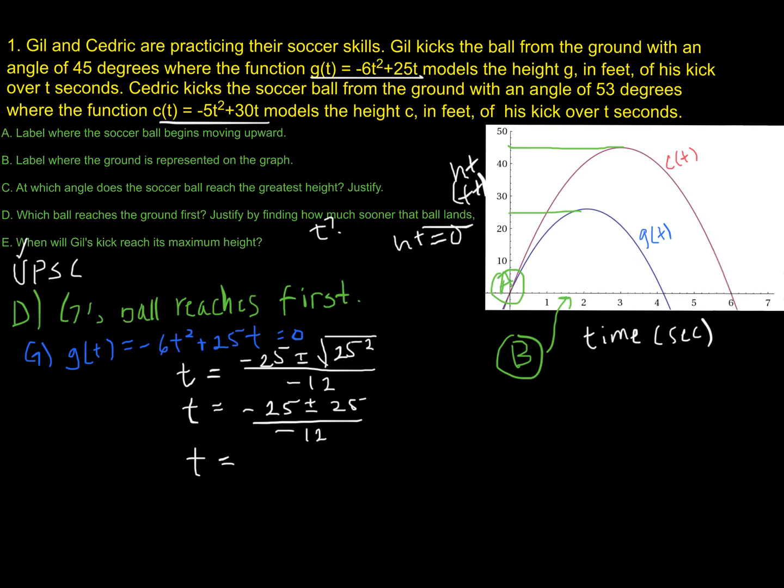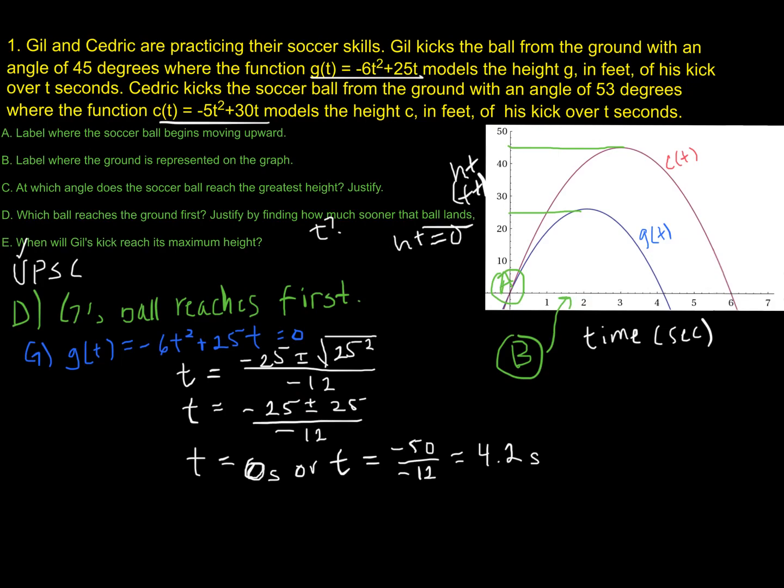The time will either be equal to negative 25 plus 25, which is 0, so 0 over negative 12, which is 0. Make that clear there, 0. Or t is equal to negative 25 minus 25, which is negative 50, over negative 12, and that is equal to positive 4.2. Now it's important to put units here, right? Time is measured in seconds, so this would be seconds. I'll use an s there.